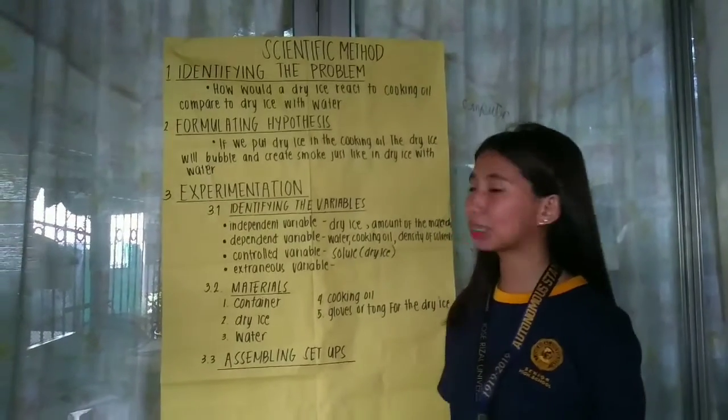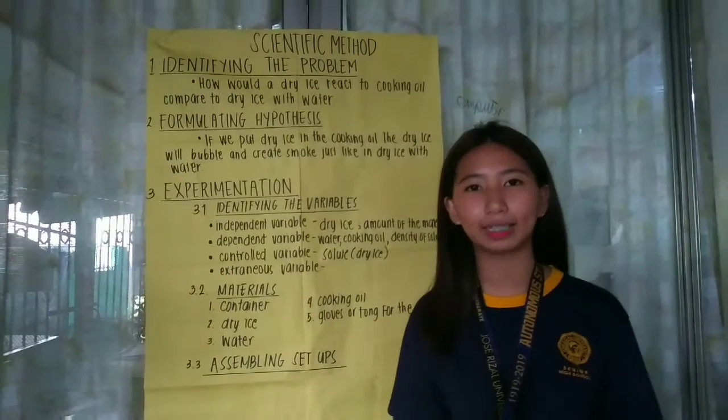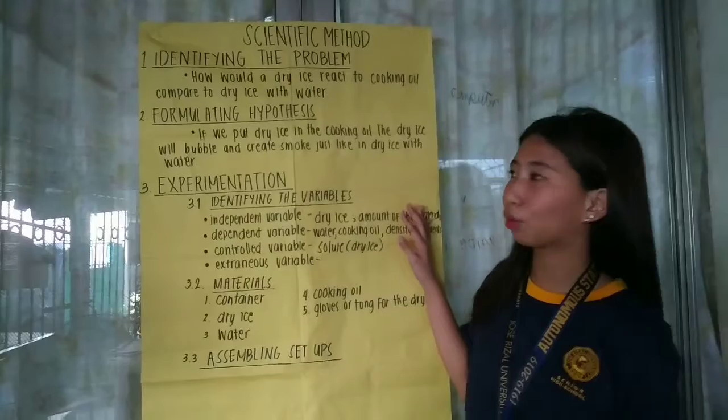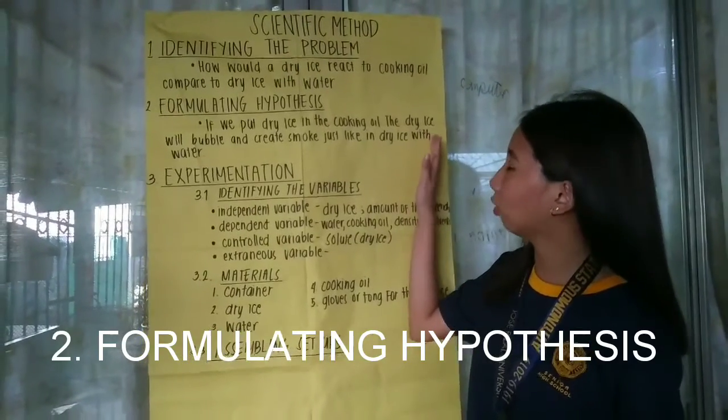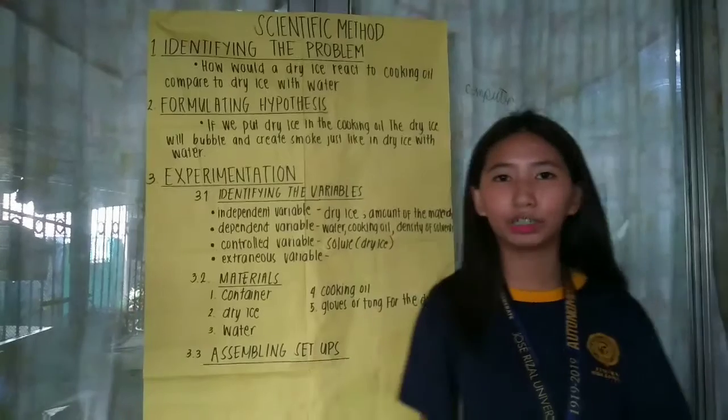The second step is formulating a hypothesis. In formulating a hypothesis, it could be a scientific guess. It is based on facts and it has logical reasoning. For example, if we put dry ice in the cooking oil, the dry ice will bubble and create smoke just like in dry ice with water.